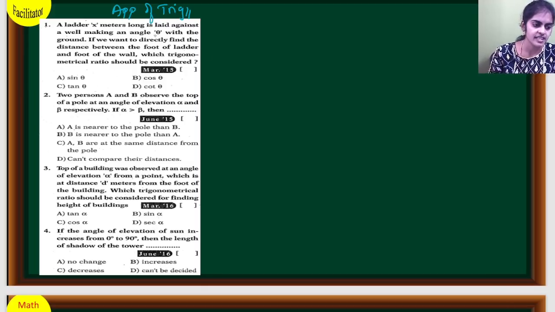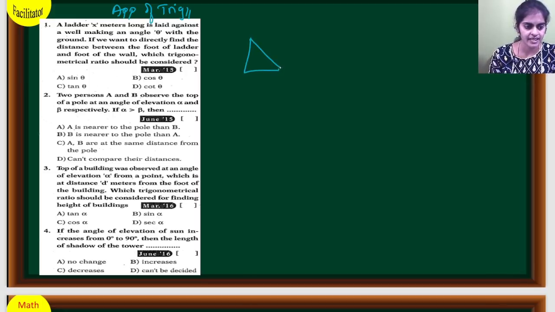Okay. A ladder x meters long is laid against a wall, making an angle theta with the ground. What is the trigonometric ratio to use to find the distance between the foot of the ladder and the foot of the wall? So there is a ladder laid here, and theta is between the ladder and the ground. If you want to directly find the distance between the foot of the ladder and the foot of the wall, which ratio can you use? You will use cos theta for this. Okay, you can use cos theta or you can use cot theta.